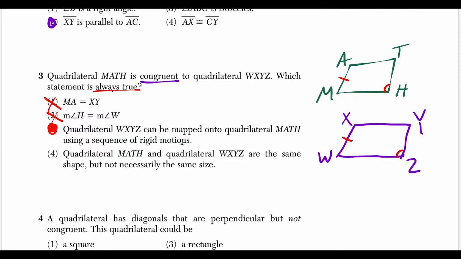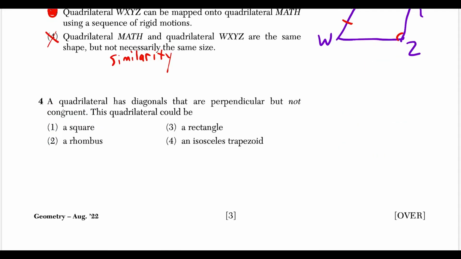So I'll just humor the last one, but it's not going to be it. So quadrilateral math and this quadrilateral are the same shape, but not necessarily the same size. This one's out. This is more about similar, like, we could talk about similarity in this case. So the angles are the same, but they're not necessarily the same size, but congruent means the sides have to be the same as well. So definitely choice 3.